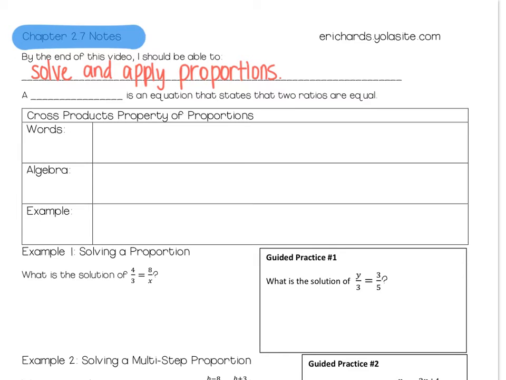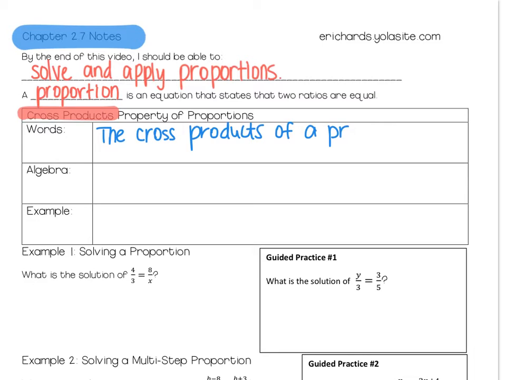Okay, a proportion is an equation that states that two ratios are equal. So it's going to be a fraction equals a fraction. The way you solve a proportion is by using cross products. We've done that before in class when we did the percent proportion, the is number over of number equals percent number over 100. And what it says is the cross products of a proportion are equal. So what you can do is find the cross products and set them equal and write the new equation that's going to be easier for you to solve.